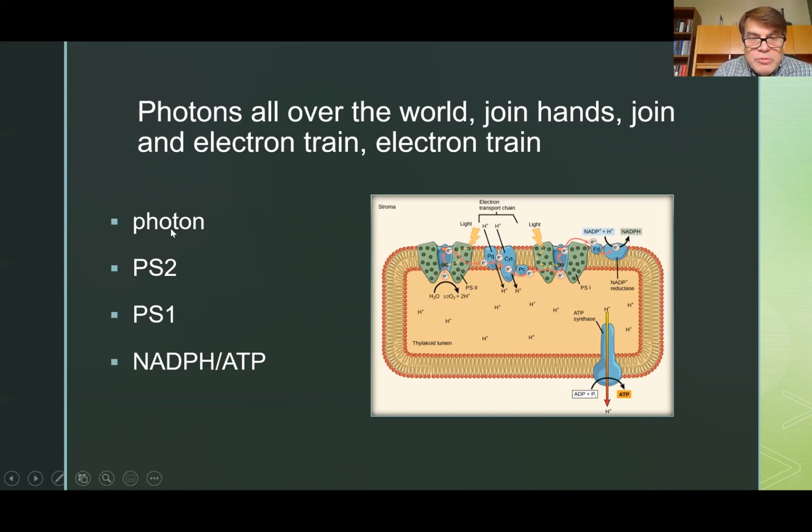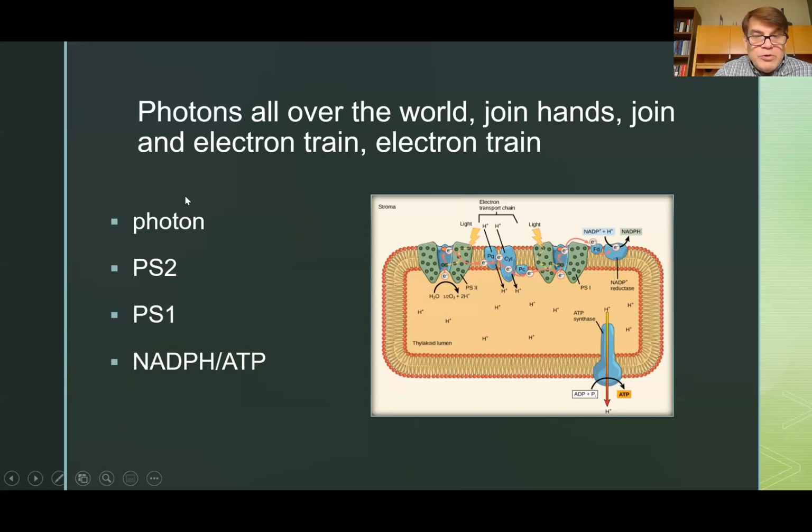The process starts with the photon, and this is PS2, which is better than PS1. No, not really. PS stands for photosystem, so photosystem 2. The reason this is 1 and this is 2 is the order in which they were discovered. It has no significance. They could surely come up with a better name. But PS2 was just discovered second, and that's actually where the process starts.